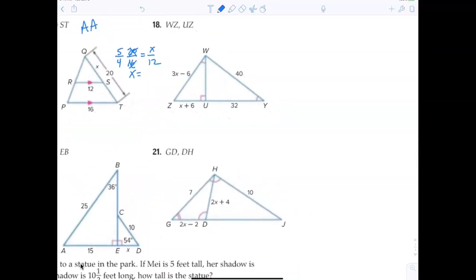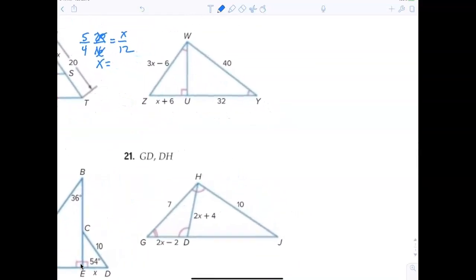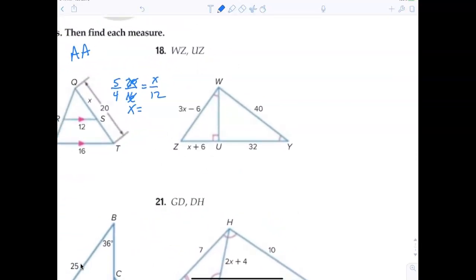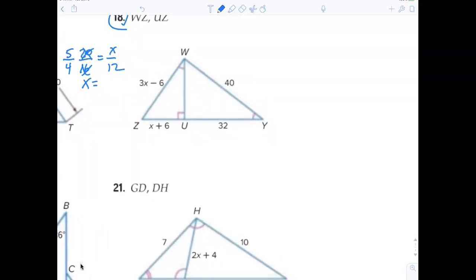Let's set up 18 now. Alright, now, 18 is the good one. And why do I say 18 is the good one? Because the triangle is what? Rotated. So you have to be real careful with the way you set this up. Let's not write the similarity statement. What I want to do is see if we can find the proportion. Automatically, I'm just going to write this over this.